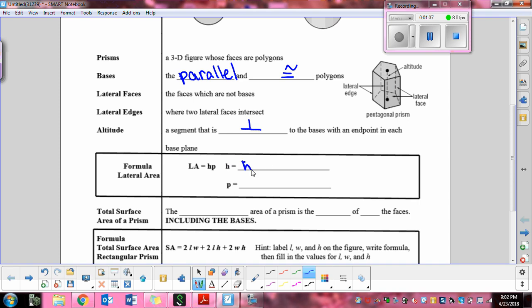So this is the height. Sorry, there's a lag. And the height of the prism is going to be the distance between the bases. So this is going to be the height because this is the top base, the bottom base. So this would be your height. And then P stands for perimeter. And this is the perimeter of the base. So the outside going along the edge, the outside of the base.